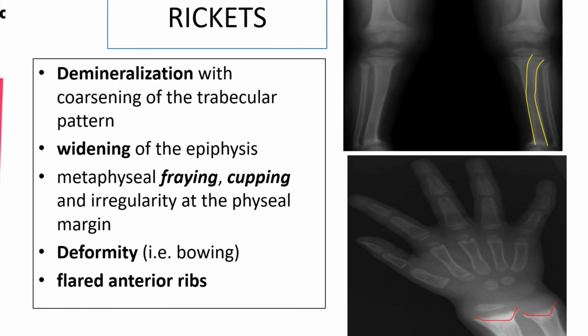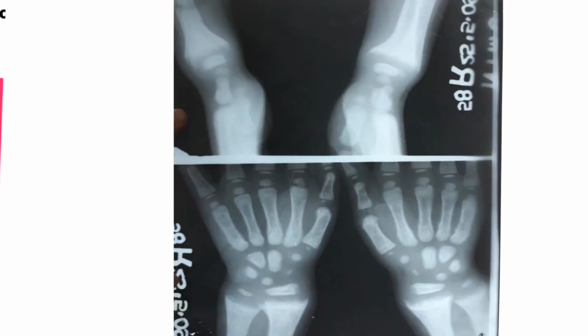So these are the pictures of rickets. You should differentiate rickets and scurvy. In rickets there is some bowing, cupping and fraying, while in scurvy there is the white line of Frankel and thin pencil cortex.